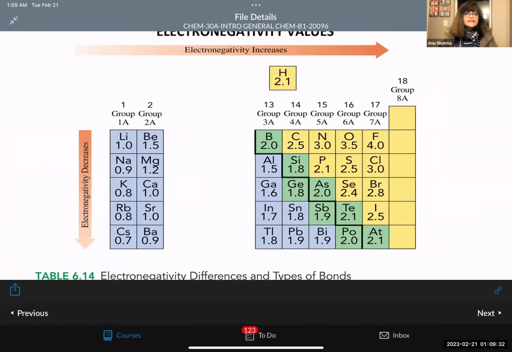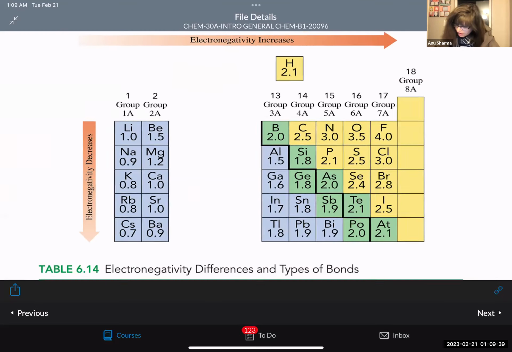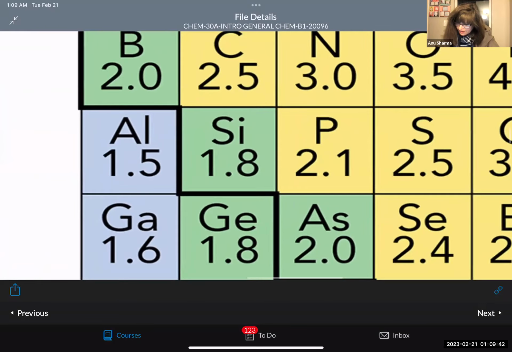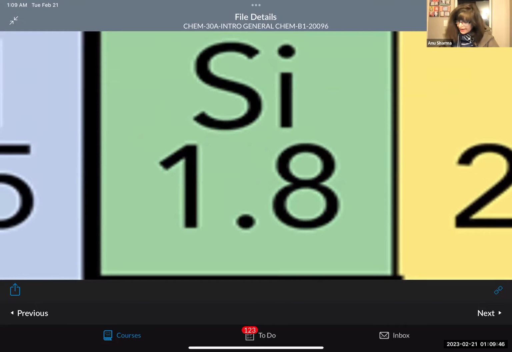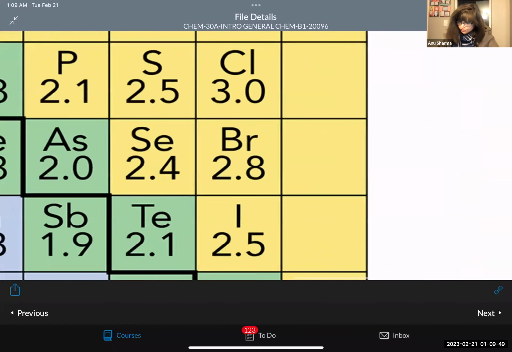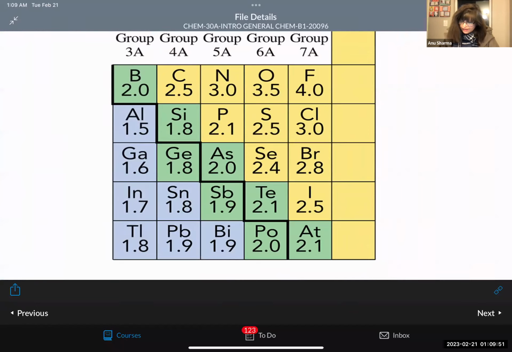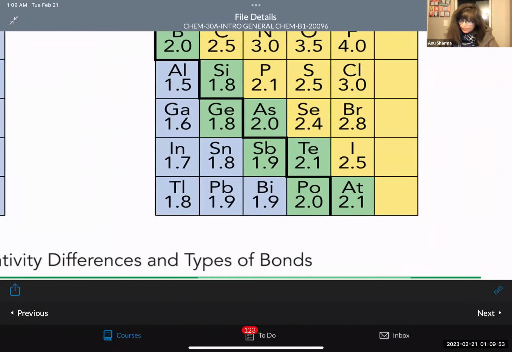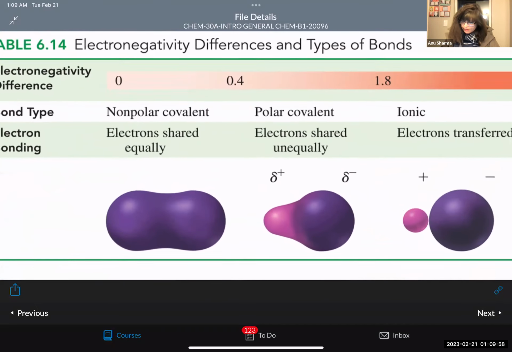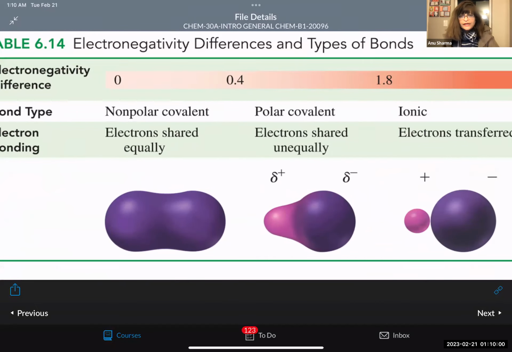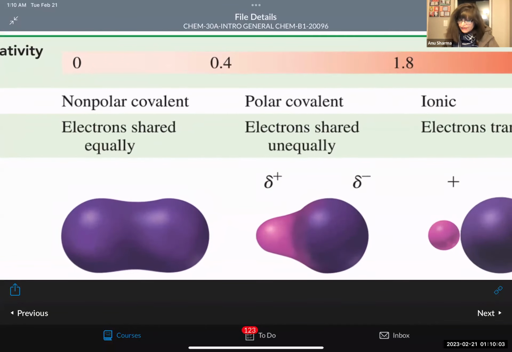So the question is, for example, Si-Br. The electronegativity value for silicon is 1.8, and that for bromine is 2.8. Okay, so 2.8 minus 1.8 is 1.0. So 1.0, where does it come? It comes in between 0.4 and 1.8, right? So it comes in between, and that makes it a polar covalent bond, and you need to show it with these.